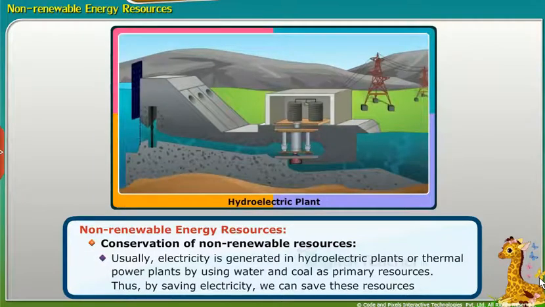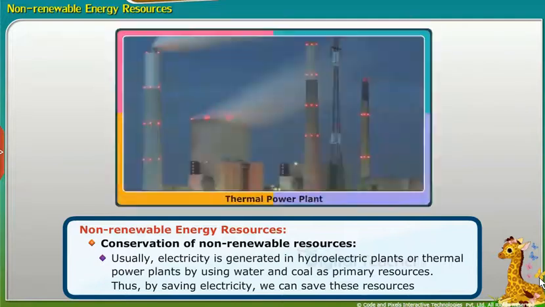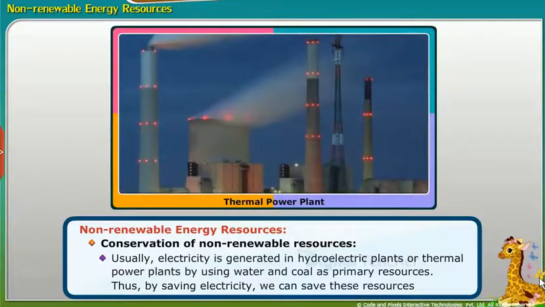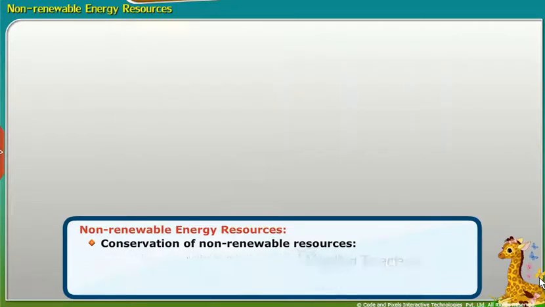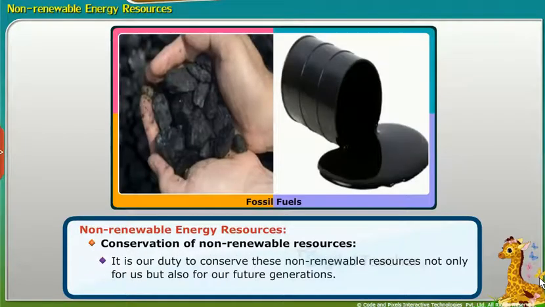Usually, electricity is generated in hydroelectric plants or thermal power plants by using water and coal as primary resources. Thus, by saving electricity, we can save these resources. It is our duty to conserve these non-renewable resources not only for us but also for our future generations.